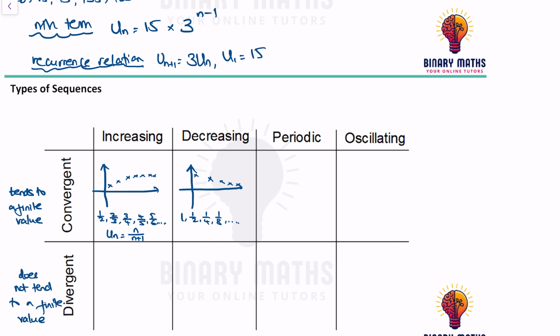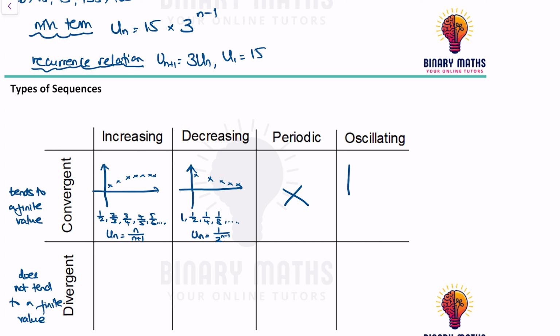Okay, so un would be equal to, for this one, an example would be un is equal to 1/2 to the power of n minus 1. Okay, a periodic sequence cannot be convergent because it does not tend to a finite value, because it goes up and down, and that's it. It doesn't get closer and closer to any value, so that doesn't work.